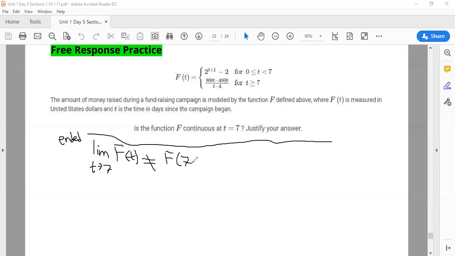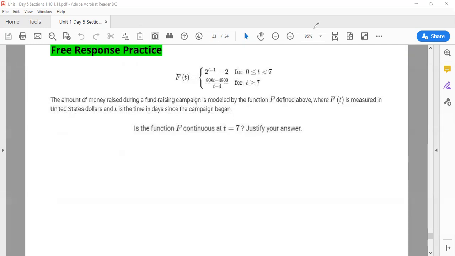You don't need to say that capital F of 7 is 800 over 3, and you don't need to say that the limit as t goes to 7 of f of t does not exist. You have the justification earlier, so this statement would be the way you'd want to end this, truly, to get all the points. Okay? So hopefully that makes a lot of sense.